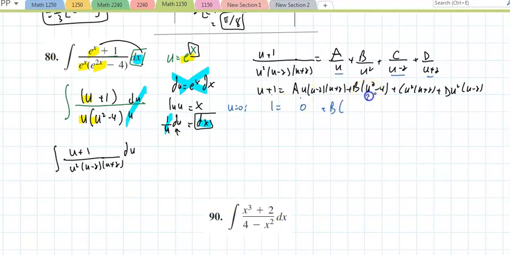B times a 0 there, that will be a negative 4. A 0 and a 0. So that makes this negative 1/4.